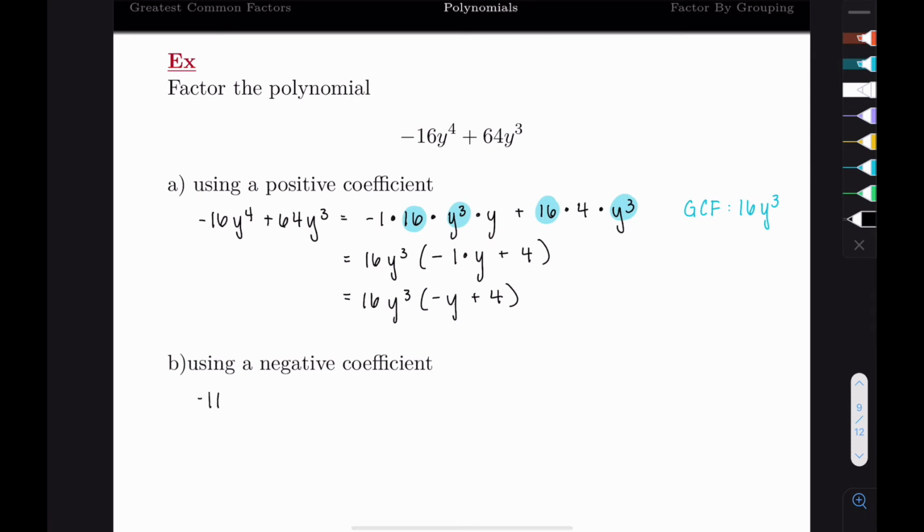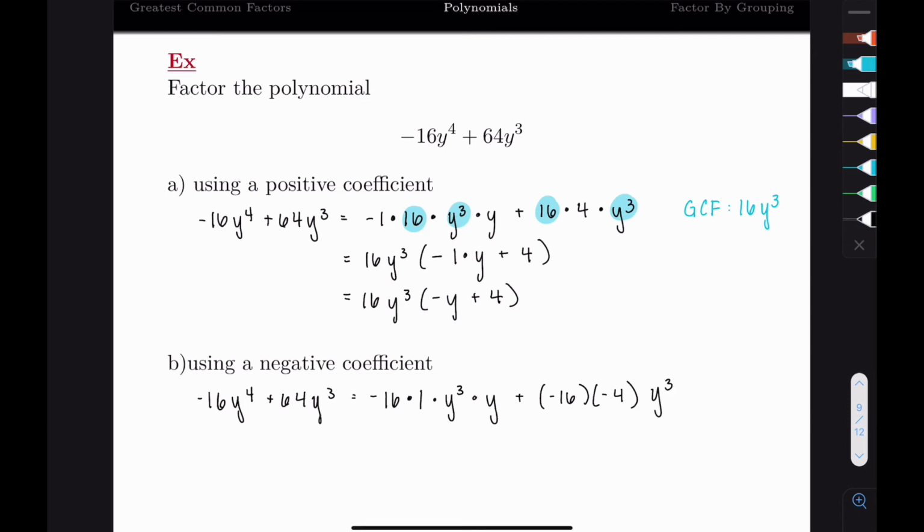So we'll restart by writing our expression. So our negative 16, we're going to think of that as negative 16 times 1. Y to the 4th is still y to the 3rd times y. Now here's where the other piece I have to pay a little bit of attention to. I have a positive 64. To write it with a negative 16, you end up taking out two negative numbers. So negative 16 times negative 4. And then we've got our y cubed.